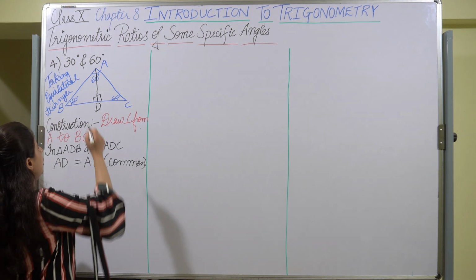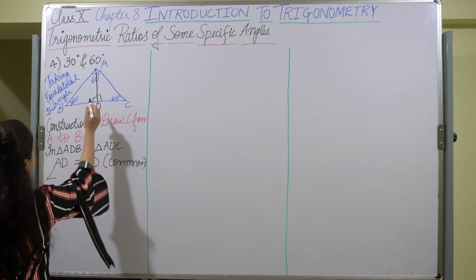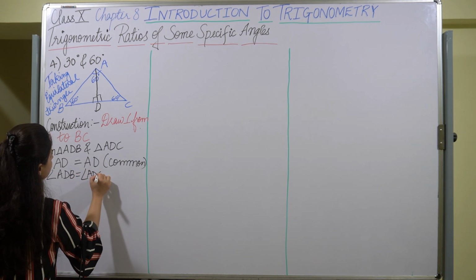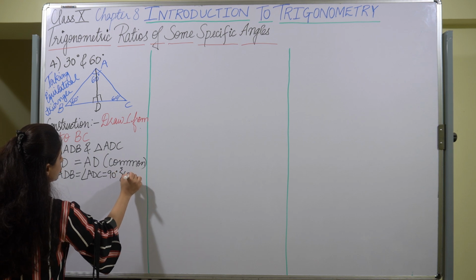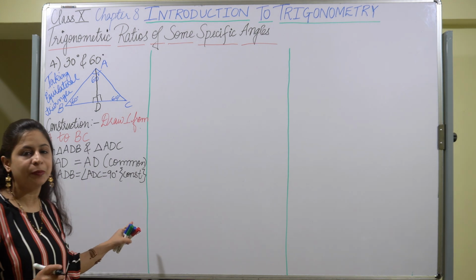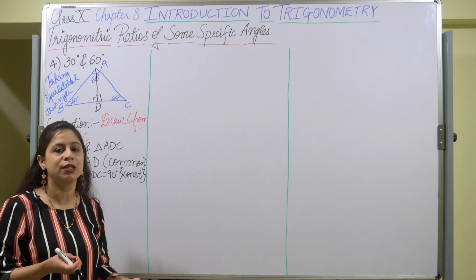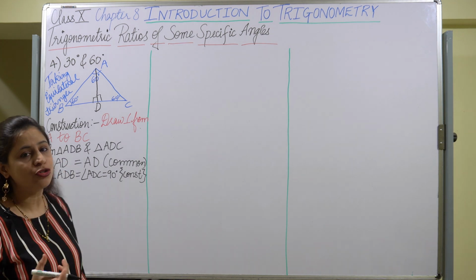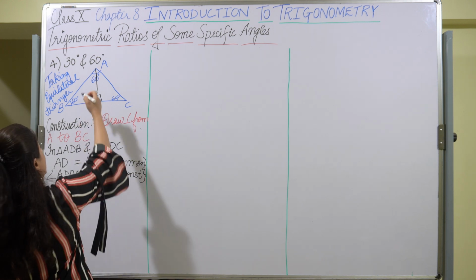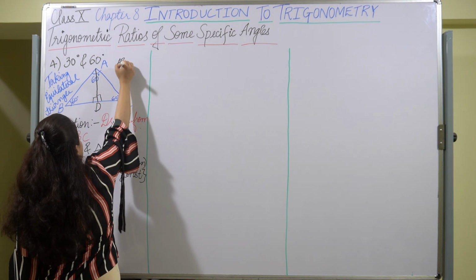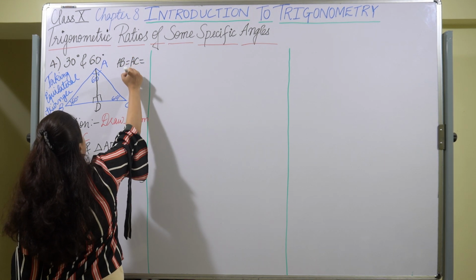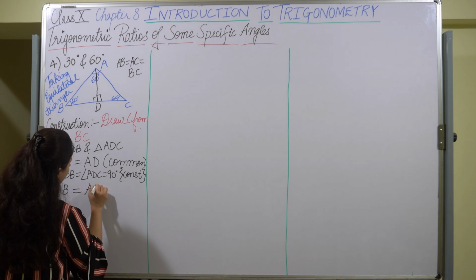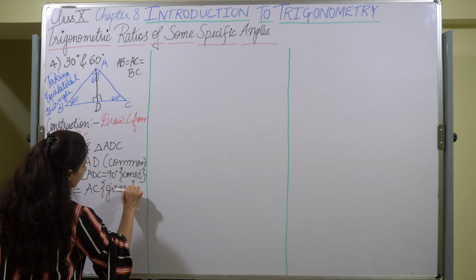Then angle ADB is equal to angle ADC is equal to 90 degrees, through construction, because we have drawn a perpendicular from A towards BC. We already know that in an equilateral triangle all three sides are equal. So AB is equal to AC is equal to BC. So AB will be equal to AC, which we have already taken in the starting itself.